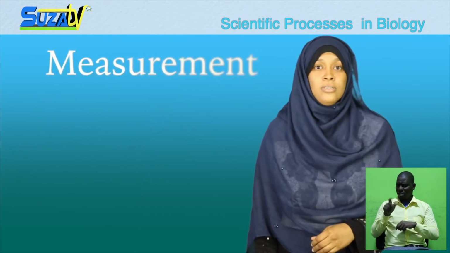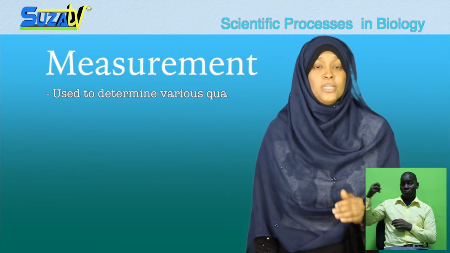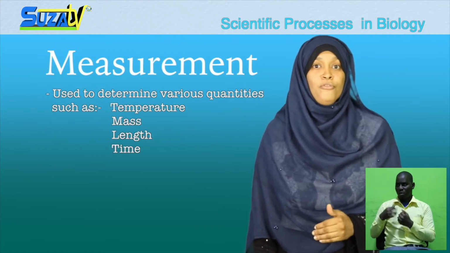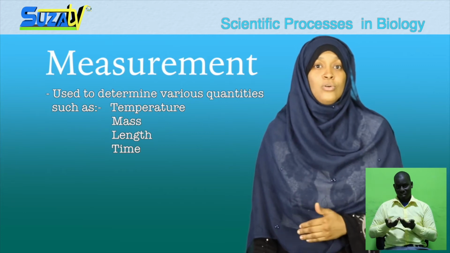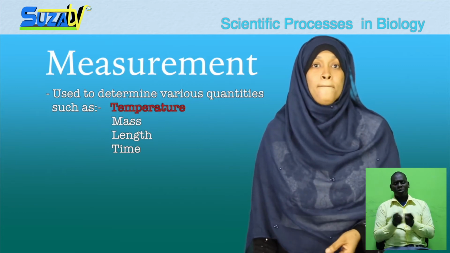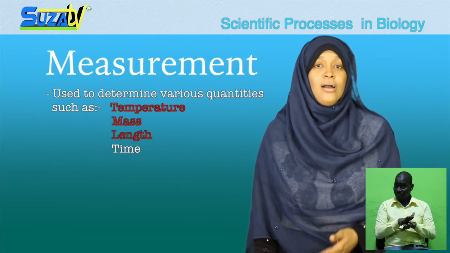The second skill is measurement. Scientists use specific instruments and units of measurement in their investigation to determine various quantities such as temperature, mass, length, time, and so on.